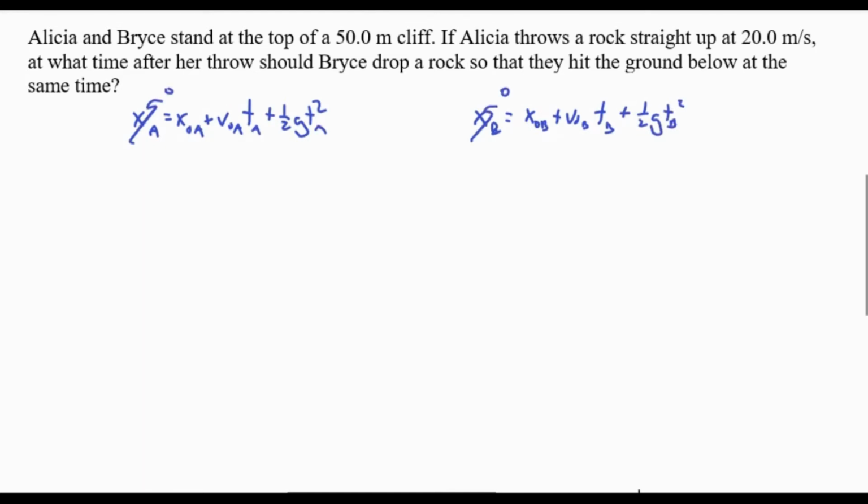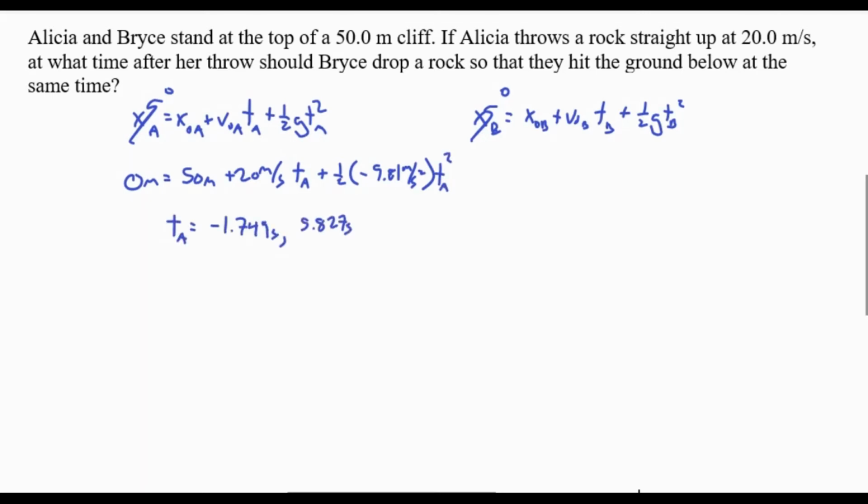If we call the ground 0 meters and plug in our numbers, we get a quadratic equation for Alicia's time, and that solves as minus 1.749 seconds and 5.827 seconds. We reject the negative answer as physically impossible.